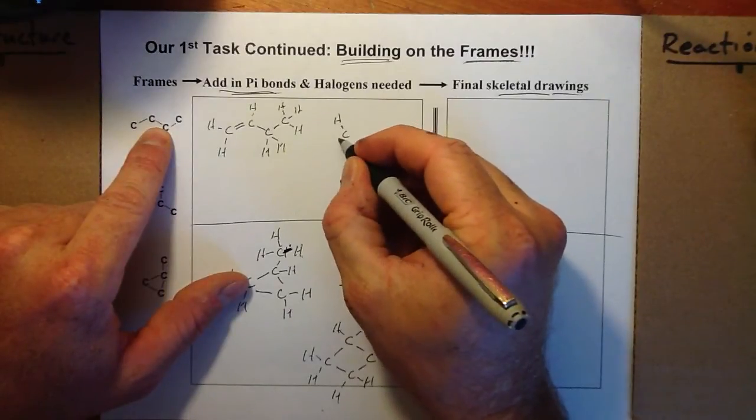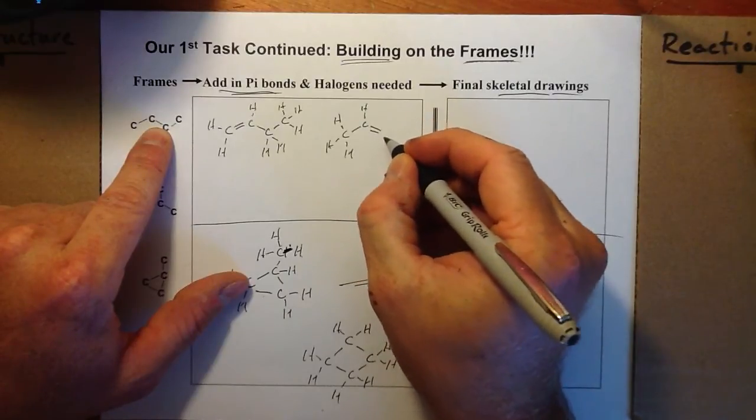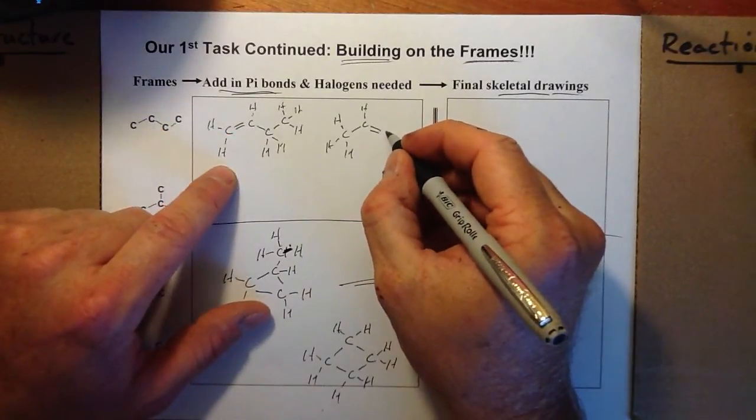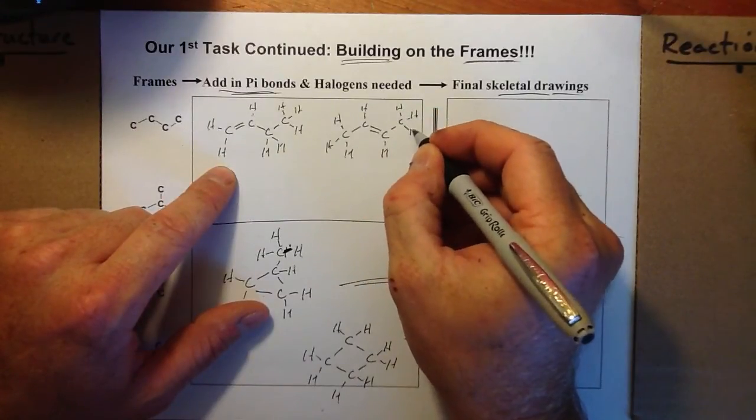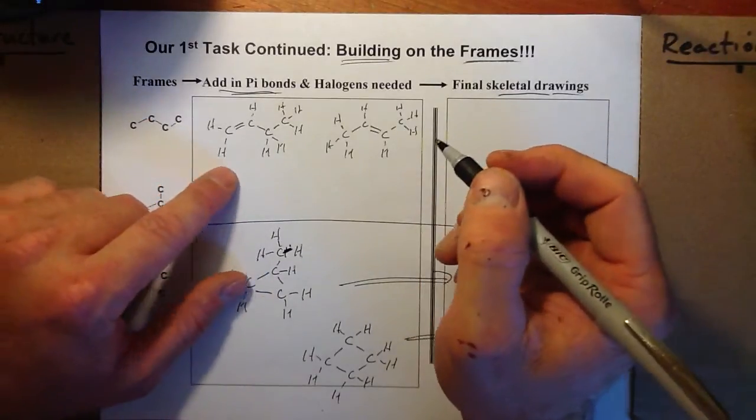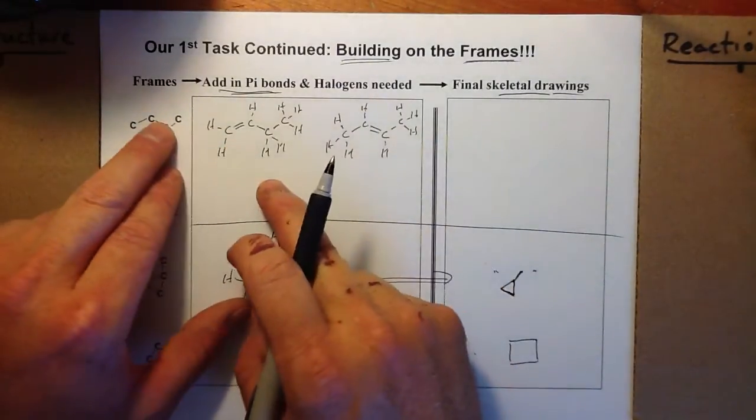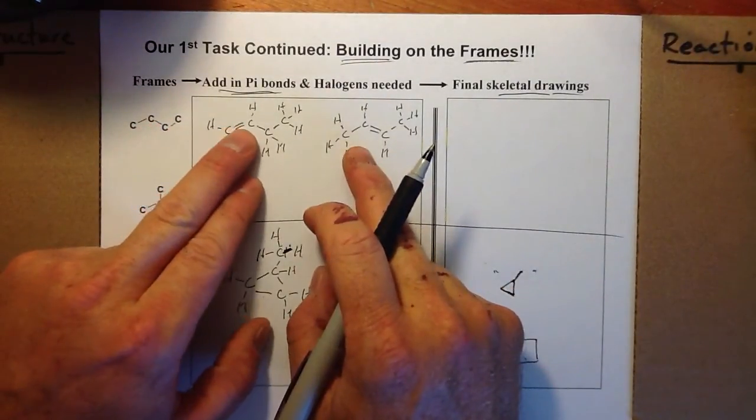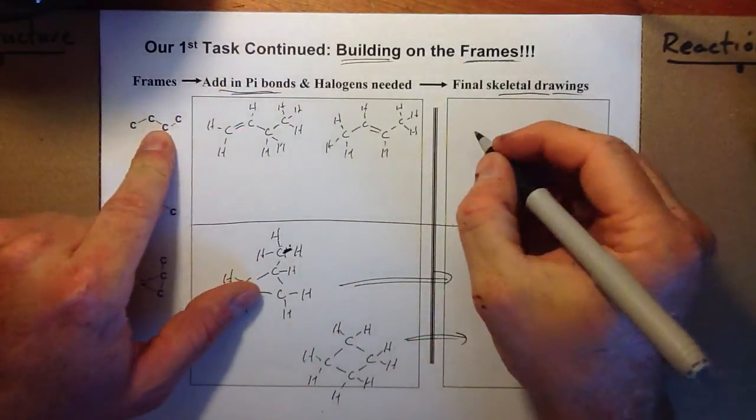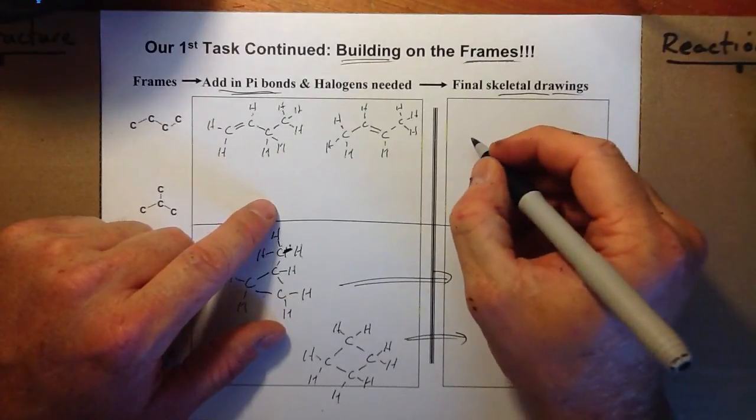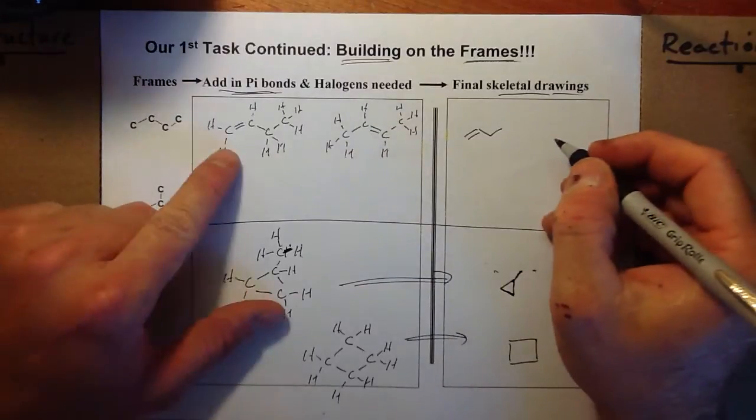So let's finish this out. I'm using lines instead of dots for these Lewis structures. And again, I don't have a non-bonding pair with carbons and hydrogens. So these are the two Lewis structures that fit this frame. We're adding in the pi bonds on the end to the interior and then between the two interior carbons. And now again, you'll see that the skeletal drawings are much easier. Bam! Done. That's this one.